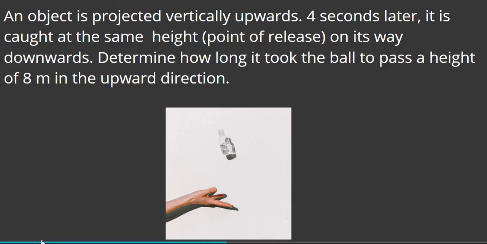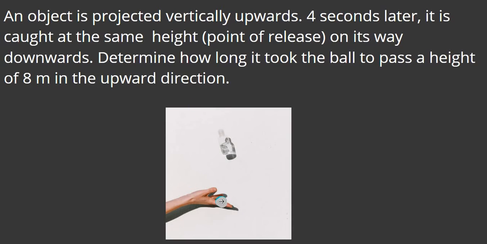So the first example that we will be looking at, let us read the question on the screen. We have an object which is projected vertically upwards. You can imagine if you just project or throw an object upwards, it goes up from your hand, reaches a certain height, and then comes down. But this particular object is caught 4 seconds later, at the same height as the point of release, on its way downwards.